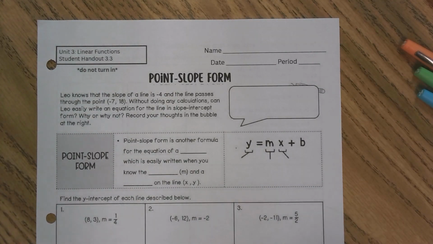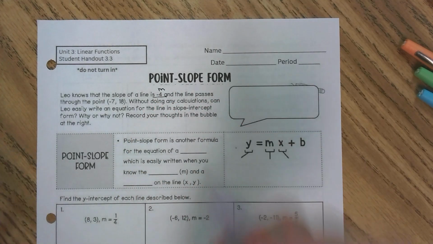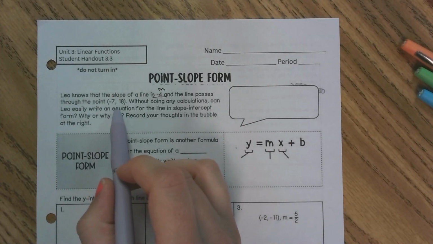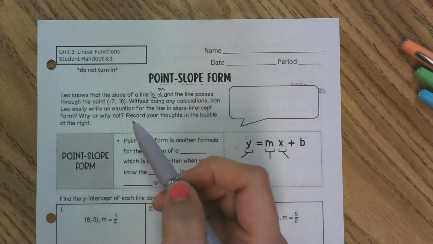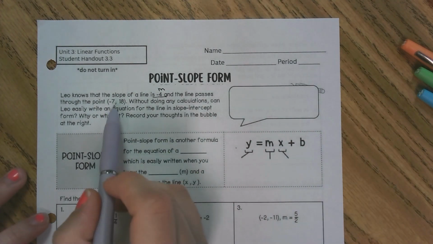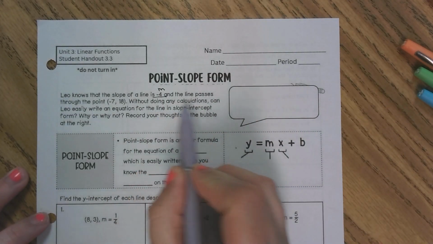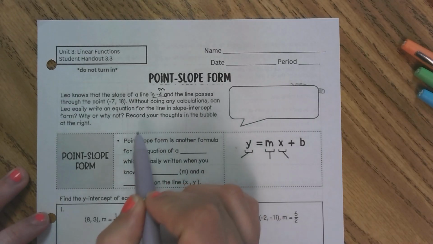So if you look at the first question, it says Leo knows the slope of a line is -4. So we know that's going to be our m value. And the line also passes through the point -7, 18, which notice this is just a random point. It's not an intercept because an intercept would start with a 0. So this is just some other random point that's going to be on the line. So without doing any calculations, can Leo easily write an equation for the line in slope-intercept form, y equals mx plus b?